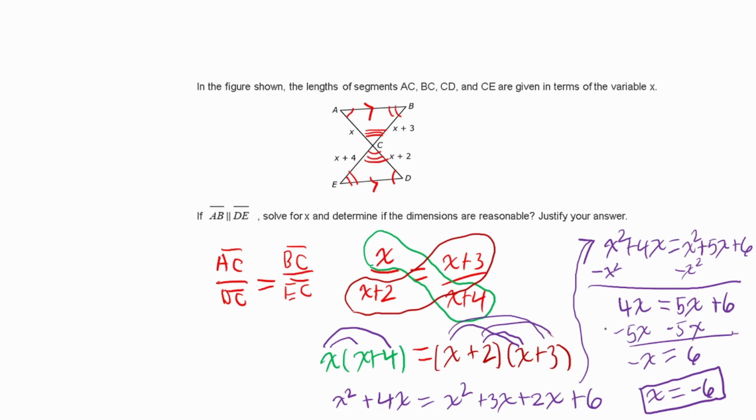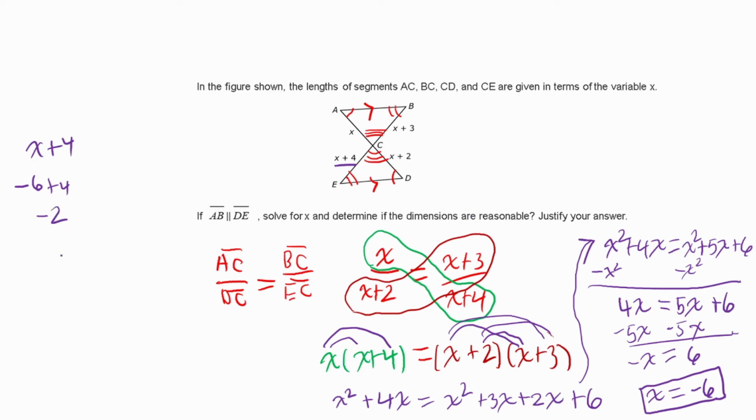Now, our last question, the second part of this question says, determine if the dimensions are reasonable. Well, let's plug it into one of these. So I'm going to take my x plus 4. If we know that x equals negative 6, we could plug it in. So we get negative 6 plus 4. That's going to leave me with a negative 2.